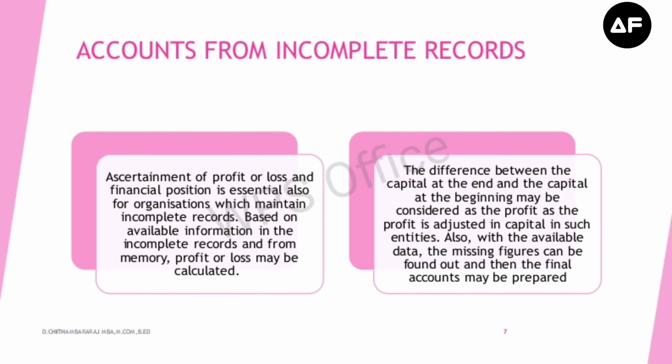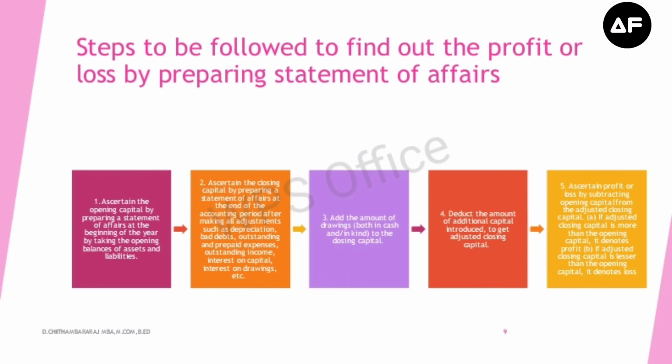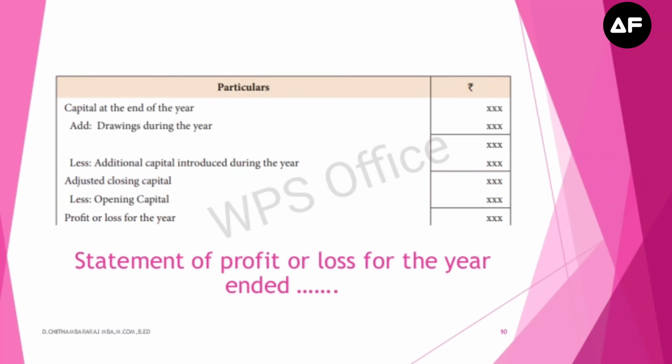So what we'll find in a single entry system, based on the information given, is the profit and loss, which is the difference between capital at the end and capital at the beginning. Also certain missing figures can be found, and finally final accounts can be prepared. The profit or loss can be ascertained by using the format of closing capital, add drawings, less additional capital, less opening capital. The steps to be followed when the closing or opening capital is not given is to open a statement of affairs account and then apply the format of statement of profit or loss.